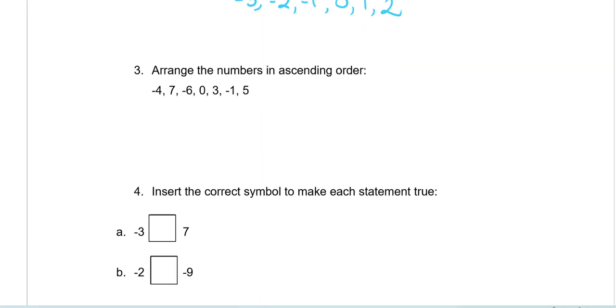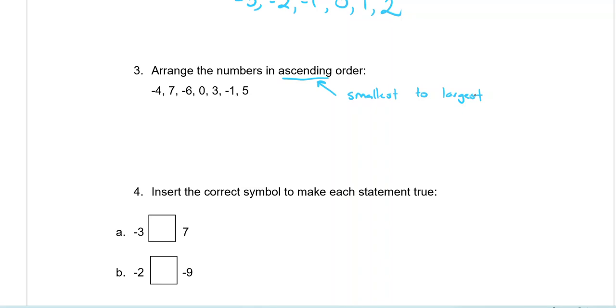Arrange the numbers in ascending order. The word ascending means from smallest to largest. And when I think of that, I think about a set of stairs. If I'm going to ascend the stairs, it means I'm going to go up the stairs from smallest to largest. Whereas descending the stairs means I'm going down from largest to smallest. So just words you need to know.